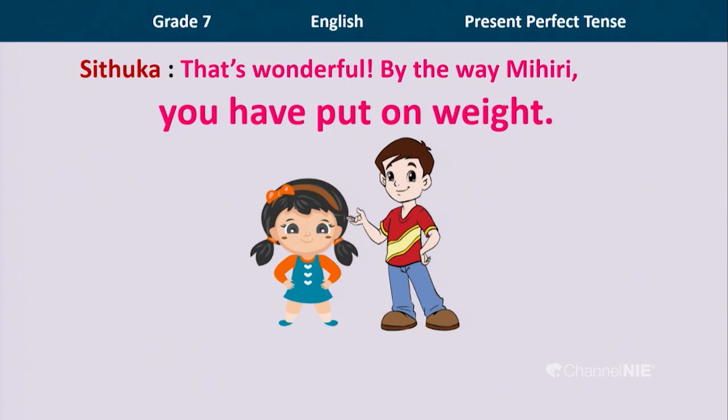Situka says you have put on weight. There too we have present perfect tense. Have put. You have put. So, children, once again we are using present perfect to talk about visible changes. If you see some change just now, to denote that fact, you can use present perfect.